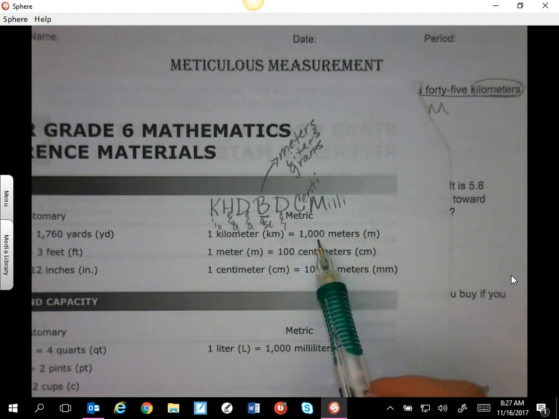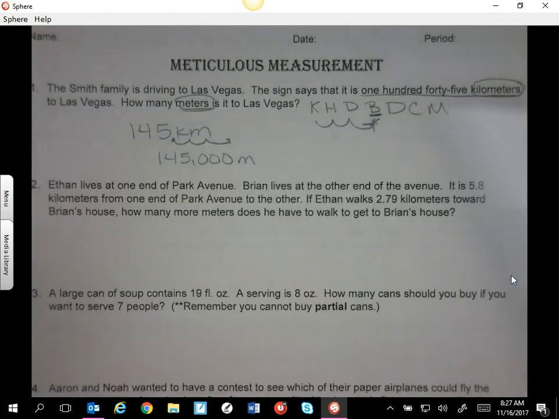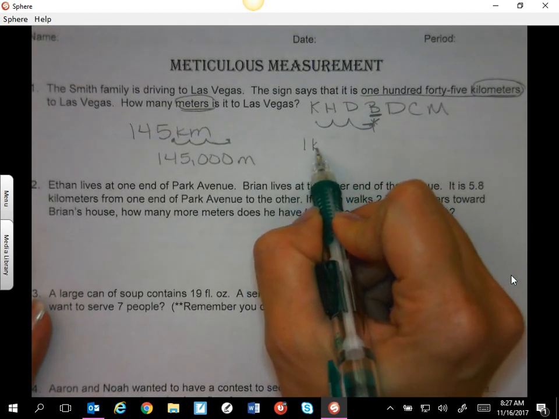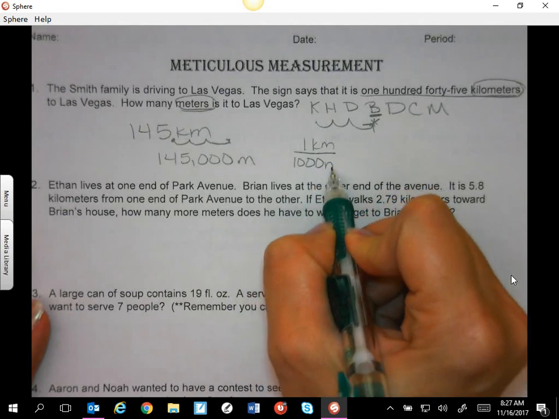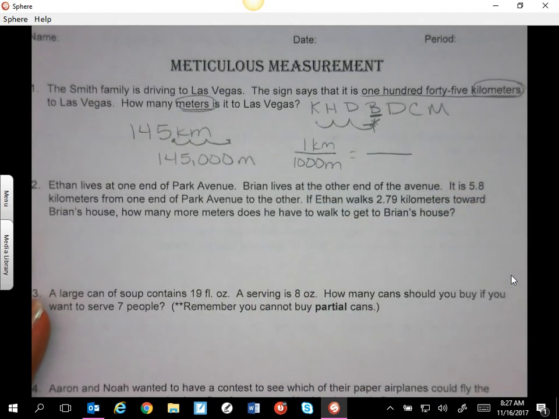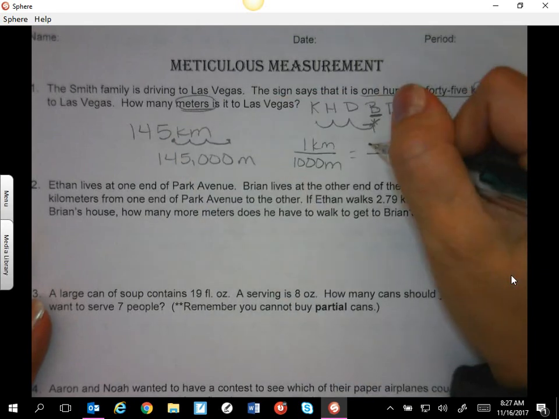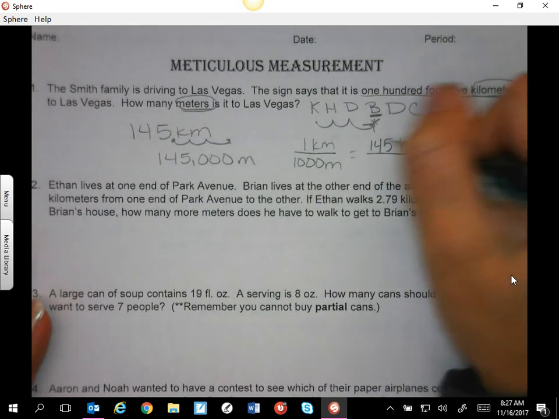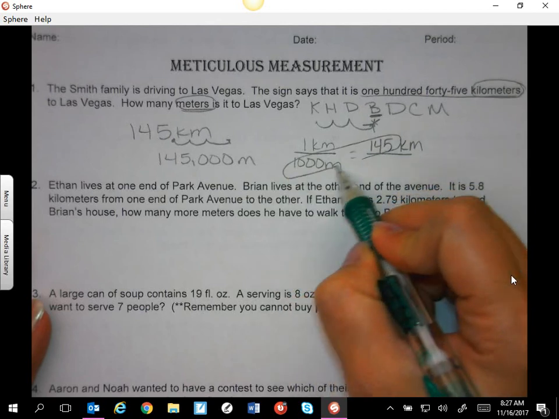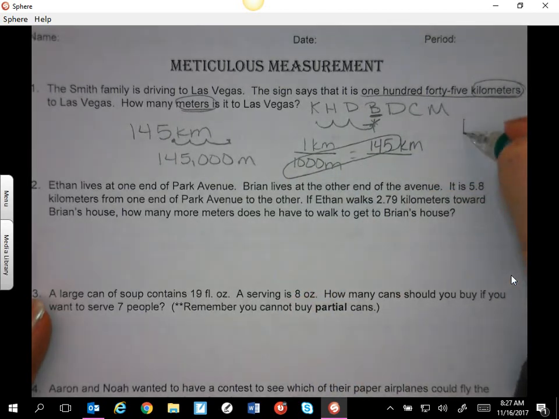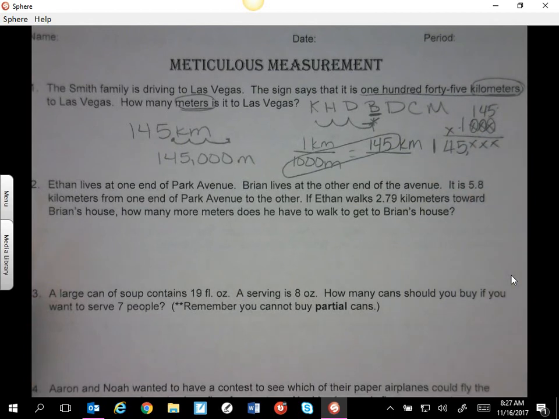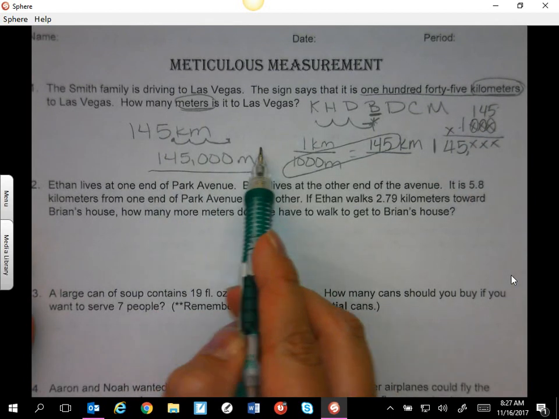Now, if you want to use your formula chart, we can make a proportion. Here's our conversion. 1 kilometer is 1,000 meters. So those of you that like to do your proportions, this is another way you can do it. We have 145 kilometers. Those need to match. I'm going to put them on the top. So we're saying 145 times 1,000. Placeholder, placeholder, placeholder. 1 times 5 is 5. 1 times 4 is 4. 1 times 1 is 1. There you go. So the two different ways you can do that.